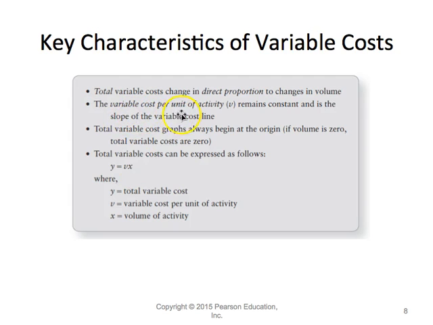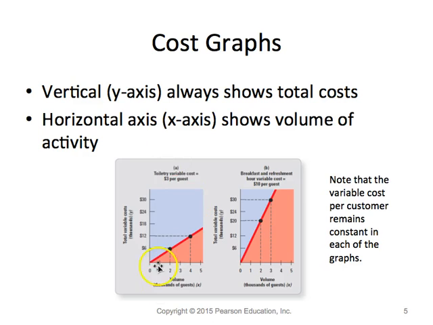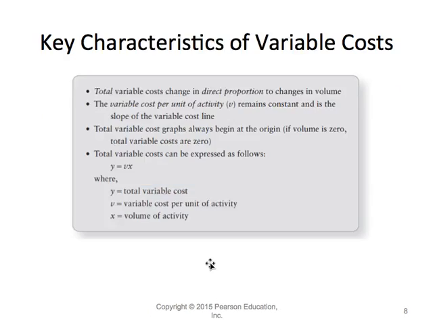The variable cost per unit of activity is V, which remains constant, and is the slope of the variable cost line. So V is a constant value. It's the variable cost per unit of the activity, and it doesn't change. This is the slope of this line here. Slope is y divided by x. So here is the equation for variable cost.